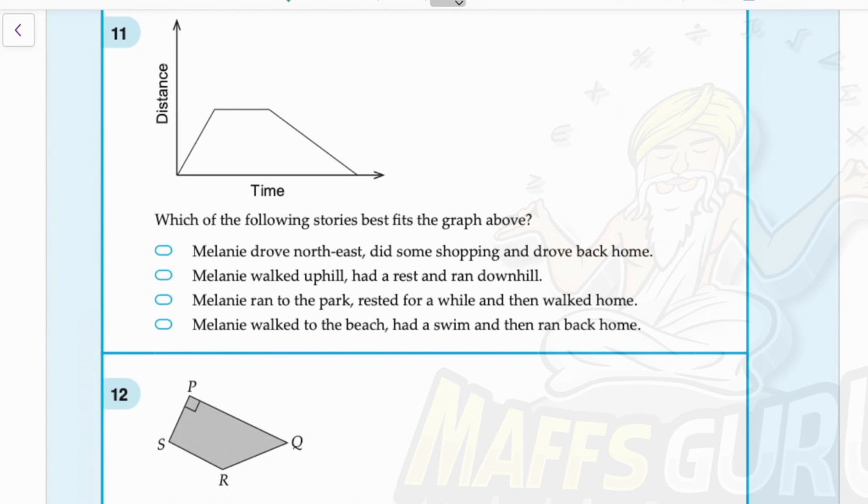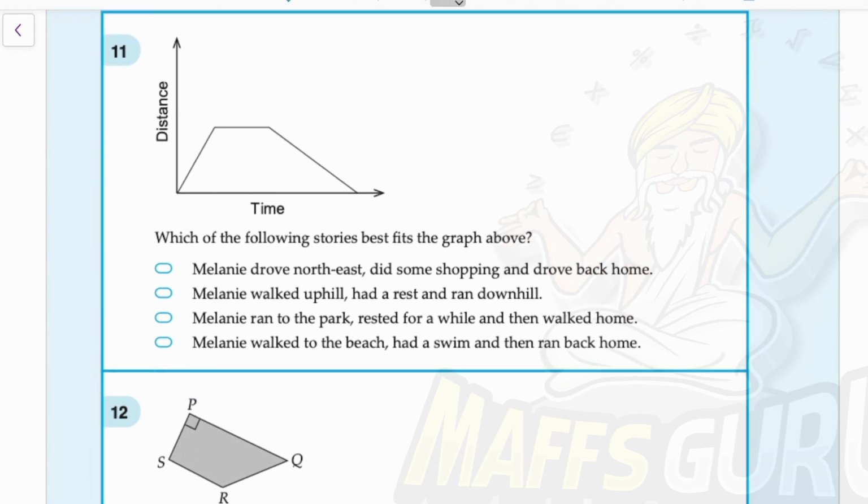Notice these are interesting questions because they're mathematical, but it's more about your reasoning for mathematics, okay? Not necessarily formulas or algebra or so much of that. Which of the following stories best fits the graph above?